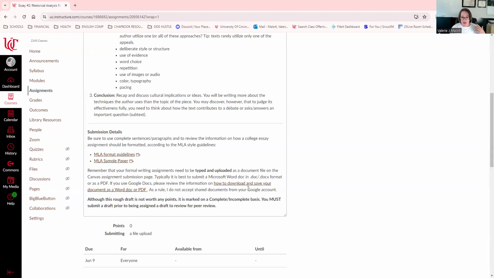And the reminder about how to save your document as a Word doc or PDF, how to download it, save it, and then upload it into Canvas. Although this is a rough draft, and I have to stress this because some of you simply did not provide a rough draft, thinking that because it's worth 0 points, it's not necessary to do. However, the rough draft is a required assignment.